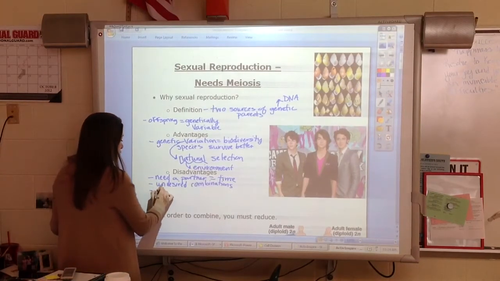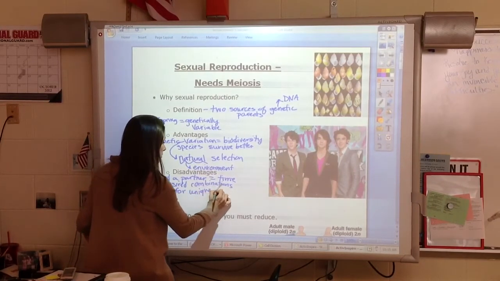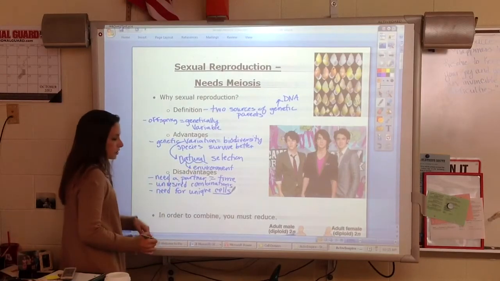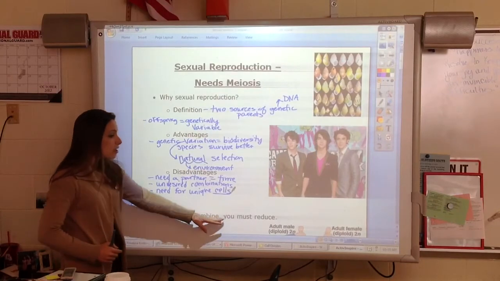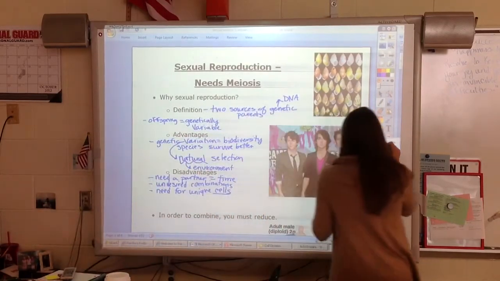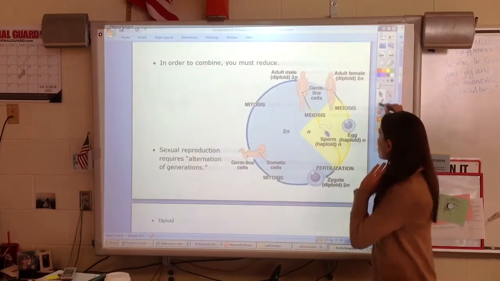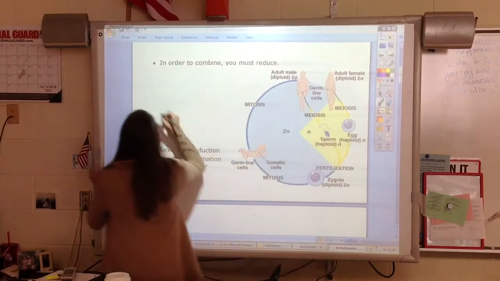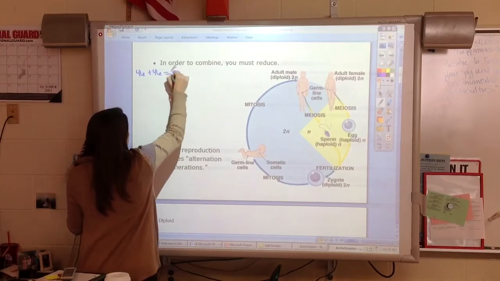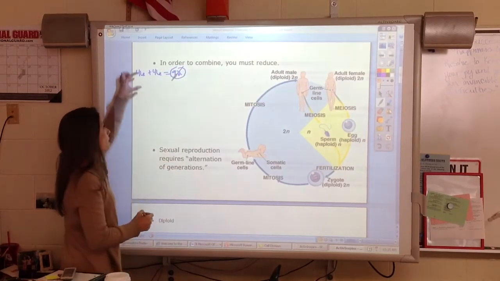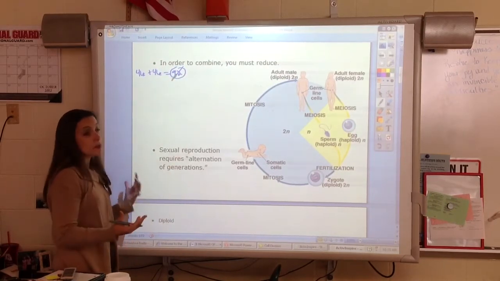The other disadvantage is this need for unique cells. And so in order to combine cells, in order to combine two sources of DNA, we're actually going to have to reduce the number of chromosomes. If we're combining DNA, we don't want to, so for example, in humans, 46 plus 46 would equal 92. This is not desirable. So I don't want to just add a skin cell and a skin cell and get a baby. That won't work. Now I have way too much DNA.